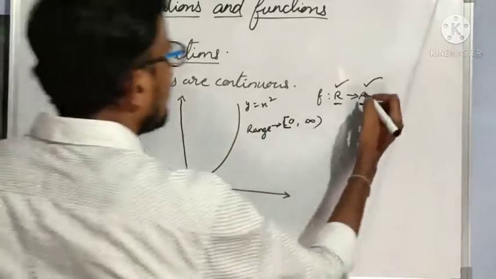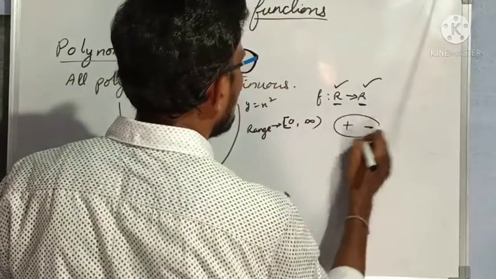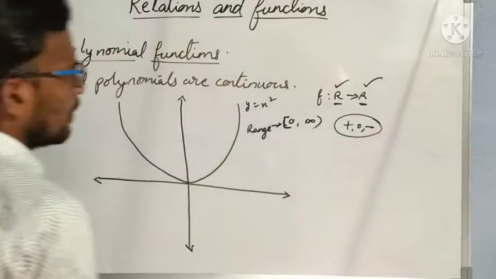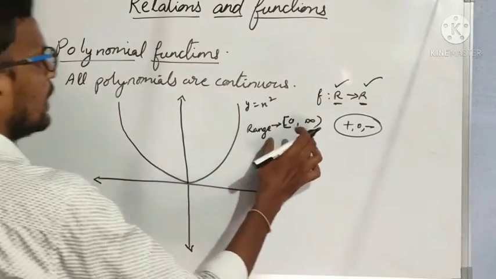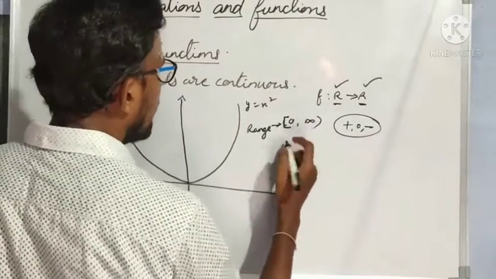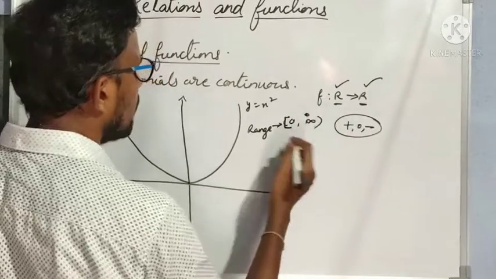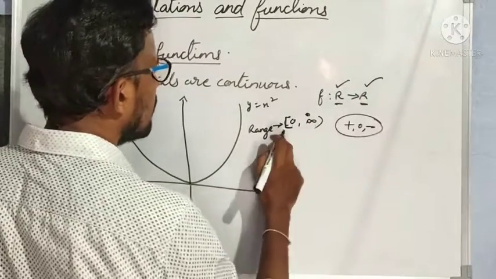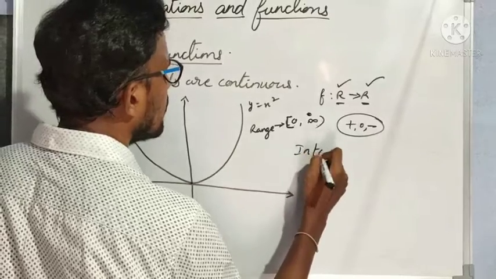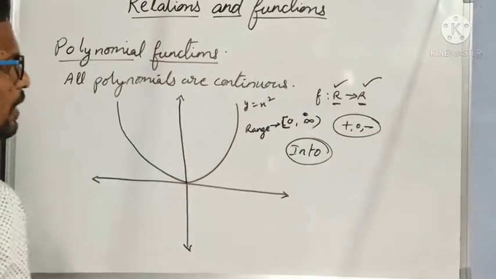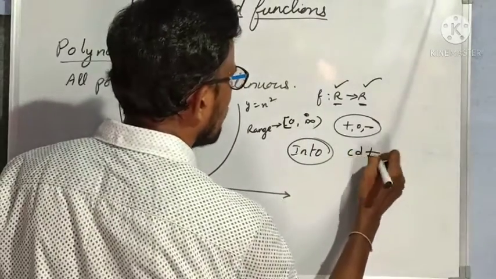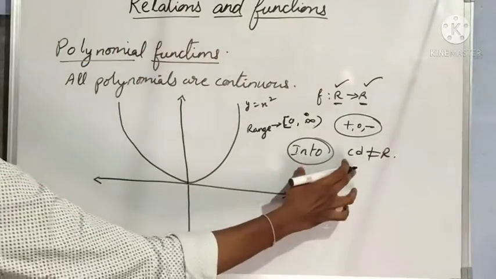So R means both positive values and negative values, including 0, will be there. Real numbers means. But here our range is only non-negative, means 0 comma infinity, means 0 and positive values are there, no negative values. So here, is codomain equal to range? No. So what type of function is this? Into function. Understood? When codomain is not equal to range, then this type of function is called an into function.